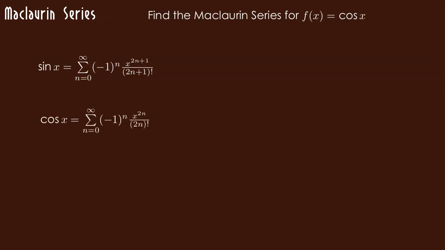So now I know that cosine can be written as the summation from 0 to infinity, negative 1 to the n, x to the 2n over 2n factorial. It's going to have the same interval of convergence because we did that with the power series. We know that when you take the derivative or integrate, it will have the same interval of convergence.